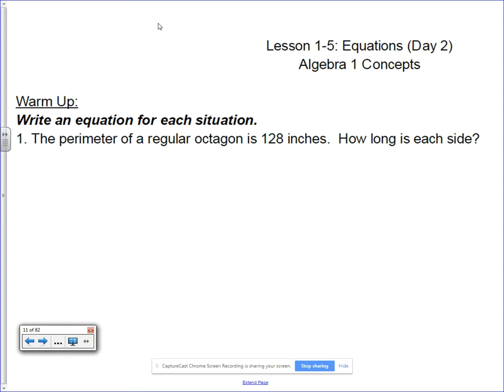All right, folks, here we go. So if you look at the top of your notes, you can see that we're still talking about equations. Everybody see how the top says equations day 2? So that's the good news. Bad news is you don't see any equations on this paper because you are now going to have to read the situation and write your own equation.